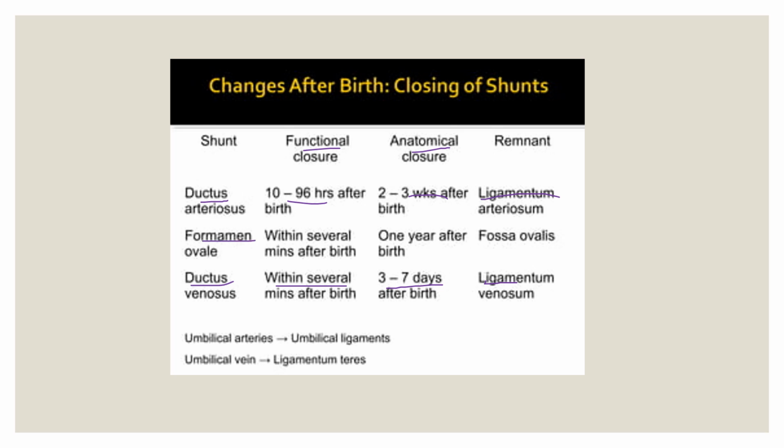For the foramen ovale, again several minutes after birth, but anatomical closure happens a bit later. That is why even if you have a patent foramen ovale, you can wait for some time, because mostly it spontaneously closes in one to 1.5 years and becomes the fossa ovalis. Your umbilical arteries become umbilical ligaments, and the umbilical vein becomes the ligamentum teres.